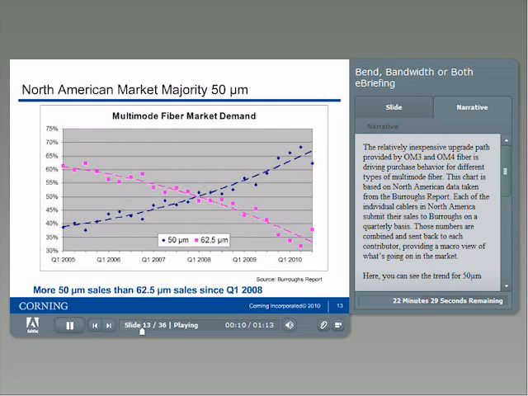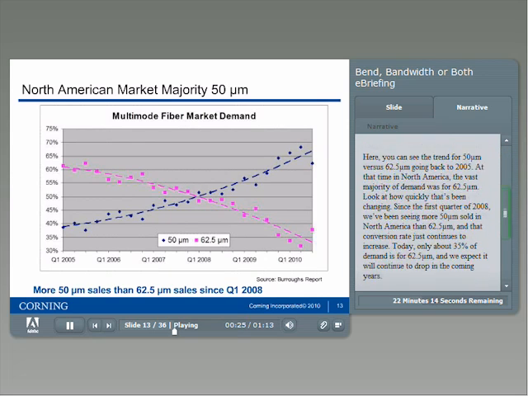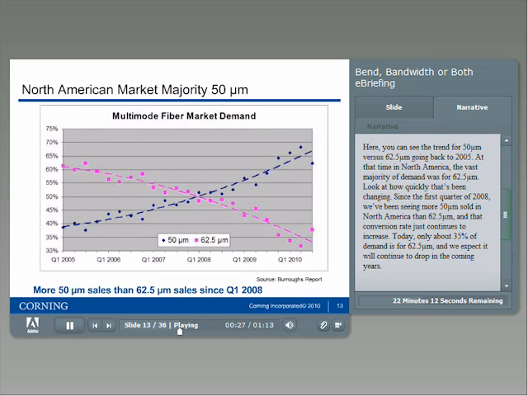This chart is based on North American data taken from the Burroughs Report. Each of the individual cablers in North America submit their sales to Burroughs on a quarterly basis. Those numbers are combined and sent back to each contributor, providing a macro view of what's going on in the market. Here you can see the trend for 50 micron versus 62.5 micron going back to 2005. At that time in North America, the vast majority of demand was for 62.5 micron. Look at how quickly that's been changing.